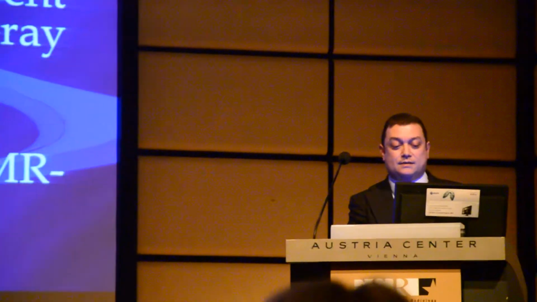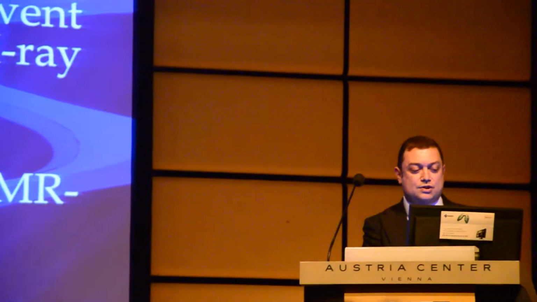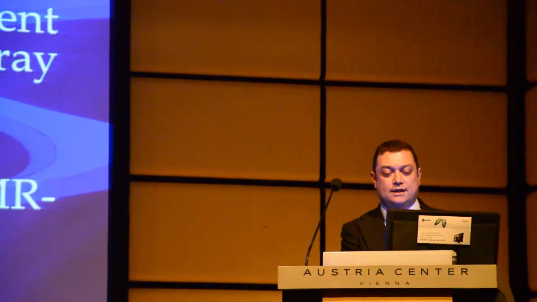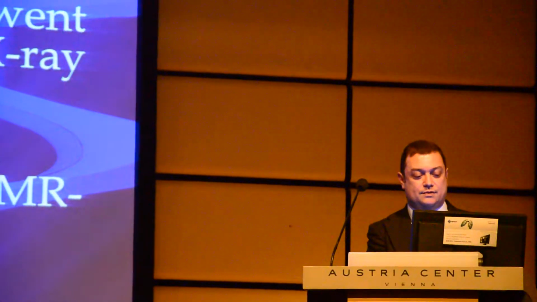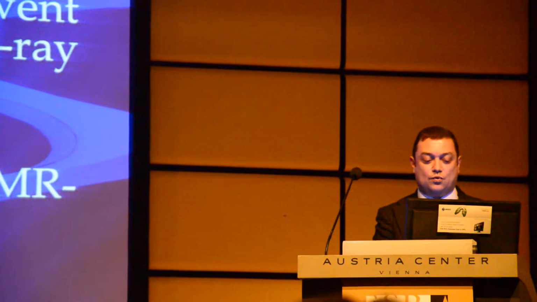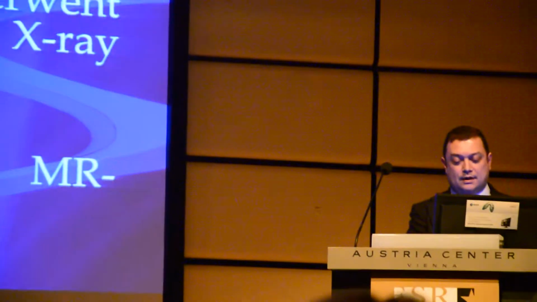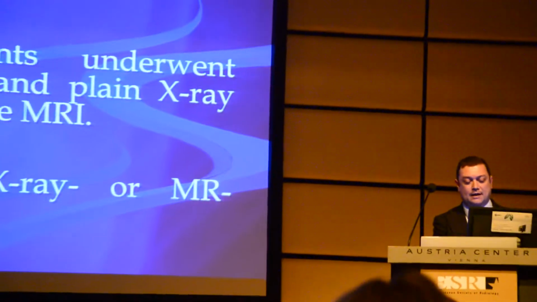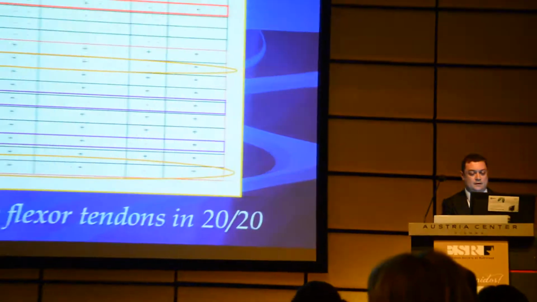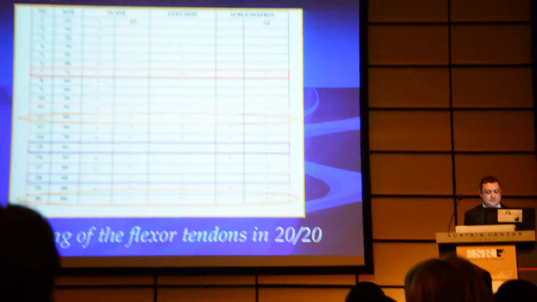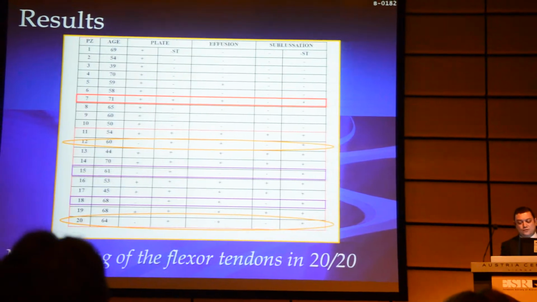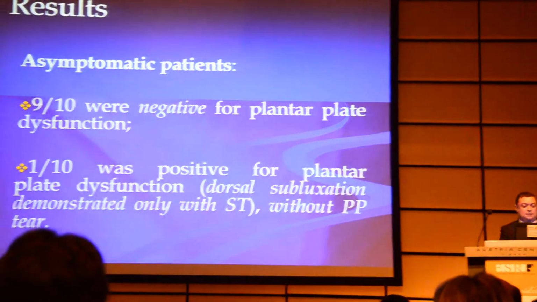All symptomatic patients were evaluated before treatment or surgery, hence the imaging features were reflective of the natural and true state of the lesions. The symptomatic patients underwent physical examination first and plain X-ray standard examination before MRI. No patient underwent X-ray or MRI arthrography. Here you can see the results. No suffering of the flexor tendons was seen in any patient.